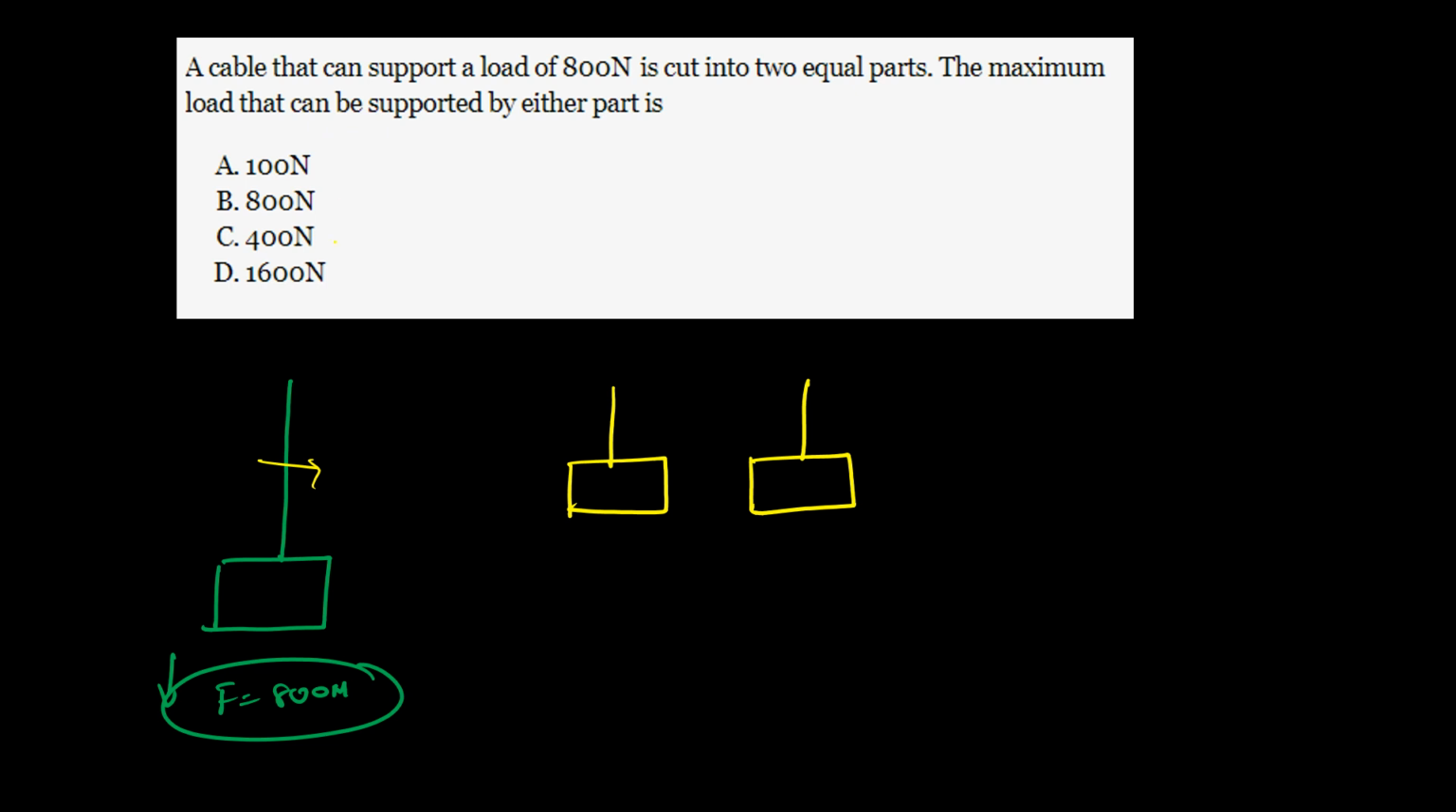100, 800, 400, 1600. It will depend upon the material, right? It will not depend upon the length. So it is going to be the same thing. Whether you cut two pieces, three pieces, or 10 pieces, it can hold the same weight. So 800 Newton is given, so the answer should also be 800 Newton. If it were 100 Newton, then 100 Newton would be your answer. It is not going to make any difference. They are not asking for the total, right? Then it would be a different kind of question. It is just the maximum load that it can support, so maximum is not going to change.